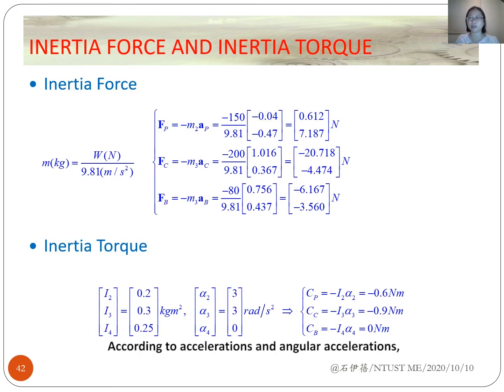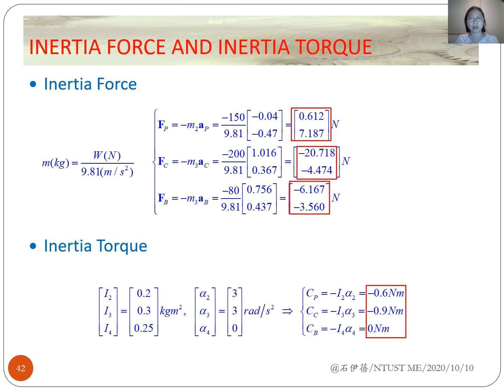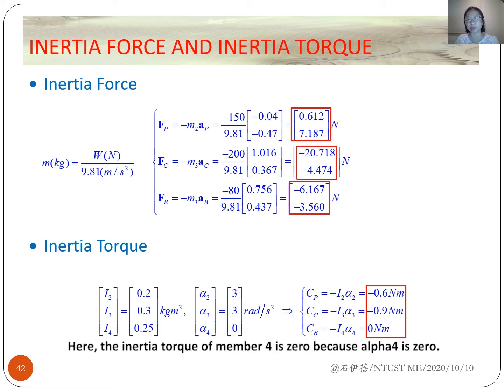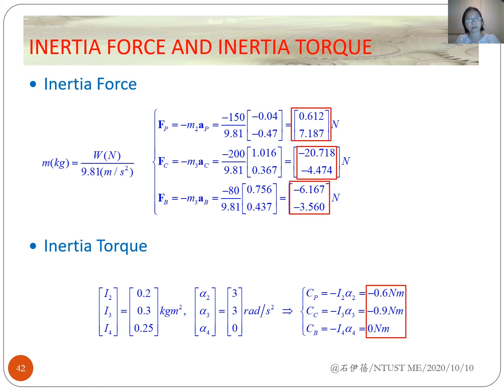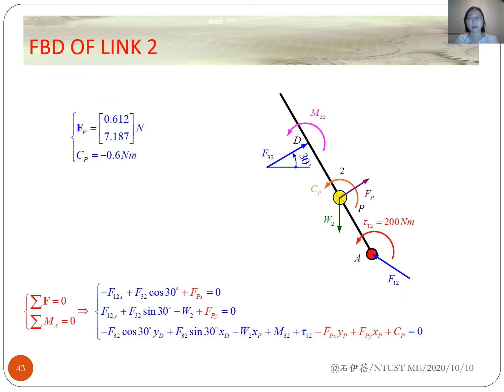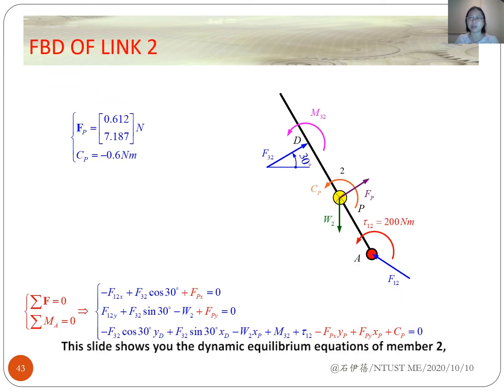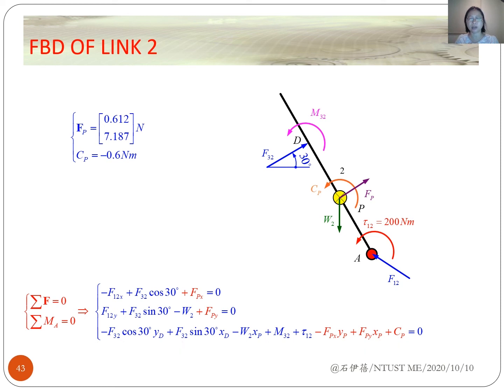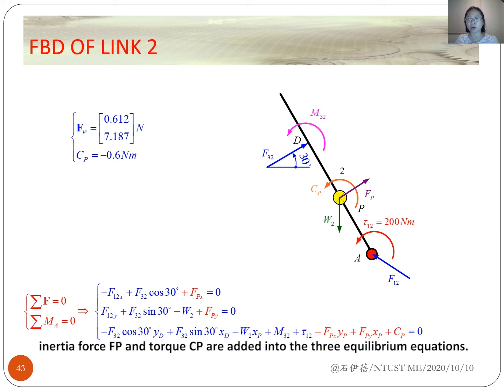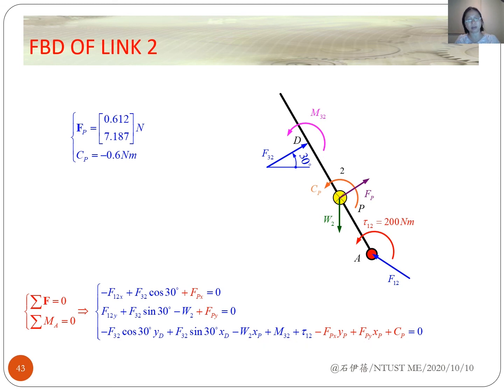According to accelerations and angular accelerations, we can compute inertial forces Fp, Fc, and Fb, and inertial torques Cp, Cc, and Cb. Here, the inertial torque of member 4 is 0 because its angular acceleration is 0. This slide shows you the dynamic equilibrium equations of member 2. Inertial force Fp and torque Cp are added into the three equilibrium equations.